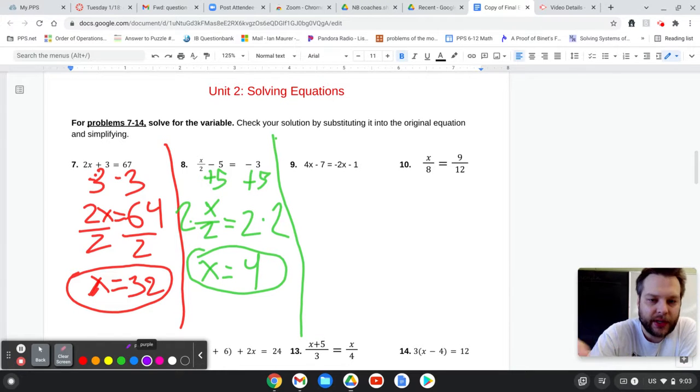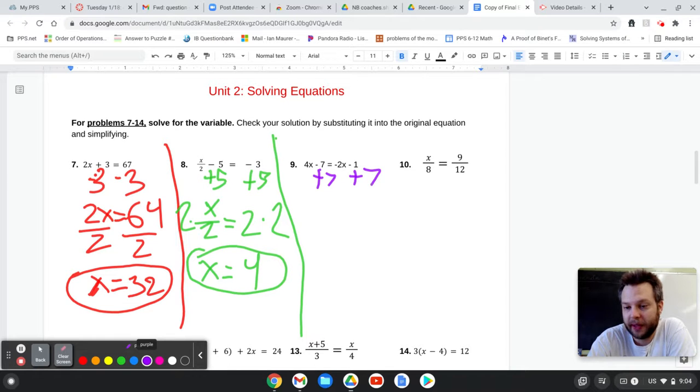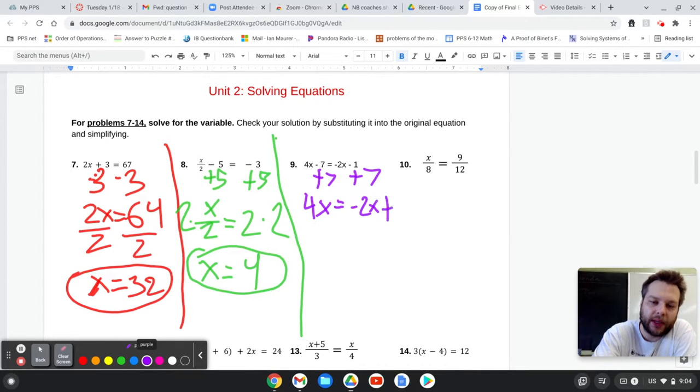Looking at question 9, I'm going to do the opposite of minus 7. It's plus 7. Notice that I don't add 7 to the 2x. They're different things. You don't add letters to numbers. I add the 7 to the negative 1. So I have 4x equals negative 2x plus 6.